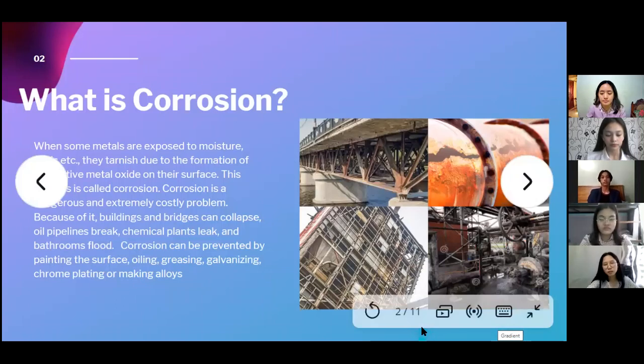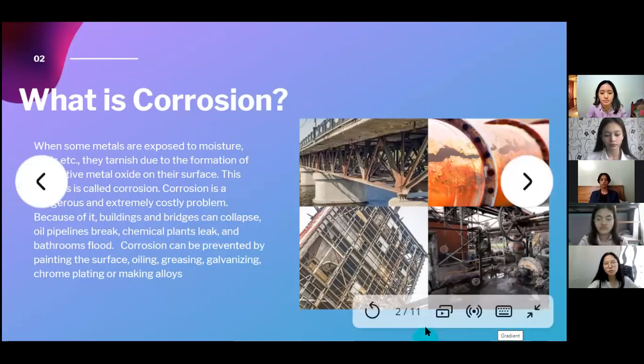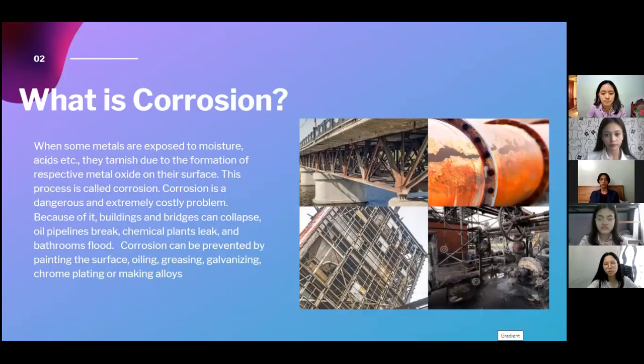Corroded medical implants may lead to blood poisoning, and air pollution has caused corrosion damage to works of art around the world. The formation of rust on iron, tarnish on silver, and the blue-green patina that develops on copper are all examples of corrosion. Corrosion can be prevented by painting the surface, oiling, greasing, galvanizing, chrome plating, or making alloys.